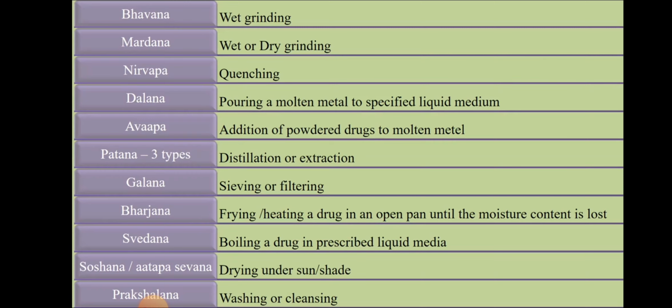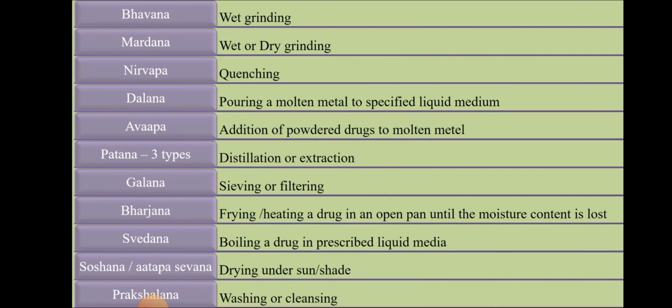And next comes Dhalana. Dhalana is used for the purification of lower metals which have a lower melting point. It is the process of pouring a molten metal into a specified liquid medium. Next is Avapa, the addition of powdered drug to a molten metal, which is especially mentioned for Vanga and Naga. Next is Padana: Padana three times, Urdhva Padana, Adha Padana, and Tiryak Padana, which is the main process in the purification of Parada. And next is Galana.